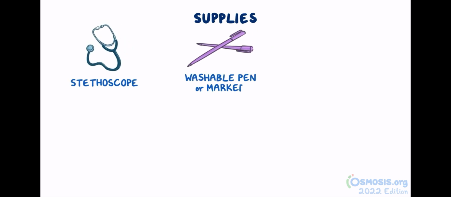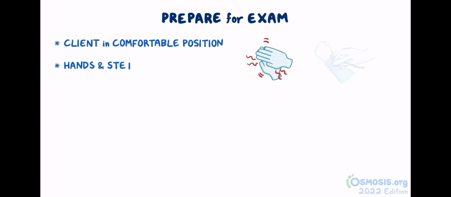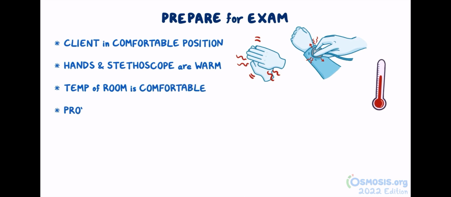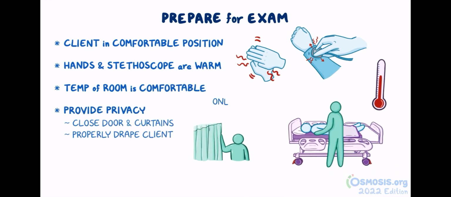The supplies you'll need for your assessment include a stethoscope, a washable pen or marker, a centimeter ruler, tape, drapes, and a good source of light. Then, prepare for the exam by ensuring your client is in a comfortable position, that your hands and stethoscope are warm, and that the temperature in the room is comfortable. Provide privacy by closing the door and curtains, properly draping your client and only exposing areas of their body as needed to perform your examination.